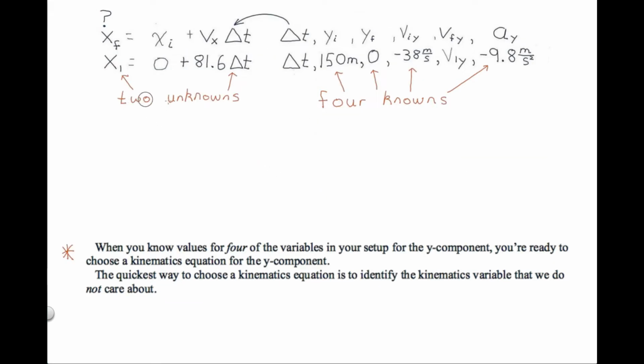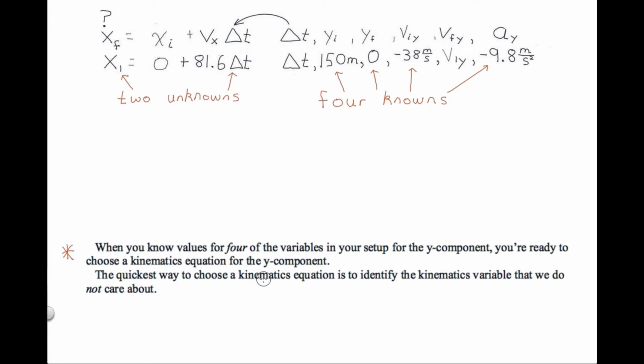We still have two unknowns in our x equation, x sub 1 and delta t, so we're not ready yet to solve the x equation. When you know values for 4 of the variables in your setup for the y component, you're ready to choose a kinematics equation for the y component. We do know 4 values for the y component: y initial, y final, v initial y, and a sub y. So we are ready now to choose a kinematics equation for the y component.